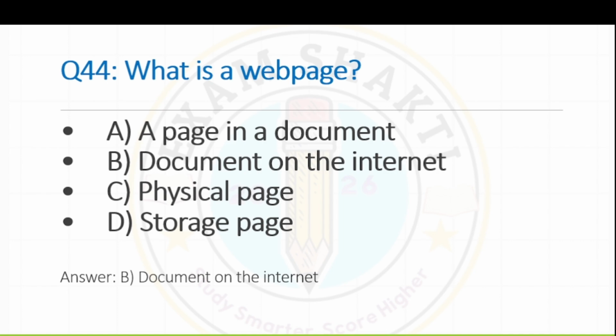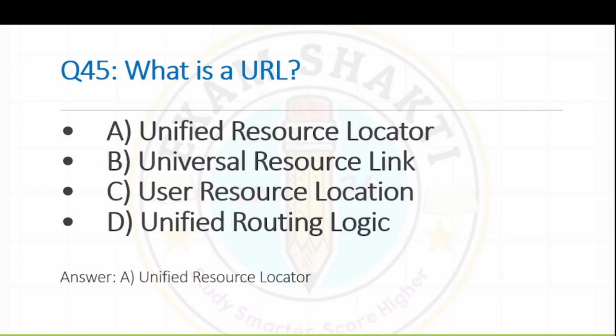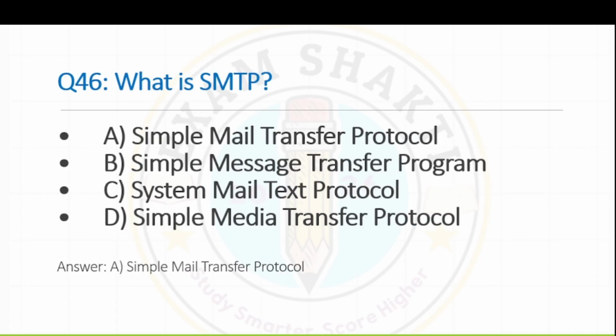What is a web page? A page or document on the internet, physical page, storage page. Answer B, document on the internet. What is a URL? Unified resource locator, universal resource line, user resource location, unified routing logic. Answer A, unified resource locator. What is SMTP? Simple Mail Transfer Protocol, Simple Message Transfer Program, System Mail Test Protocol, Simple Media Transfer Protocol. Answer A, Simple Mail Transfer Protocol.